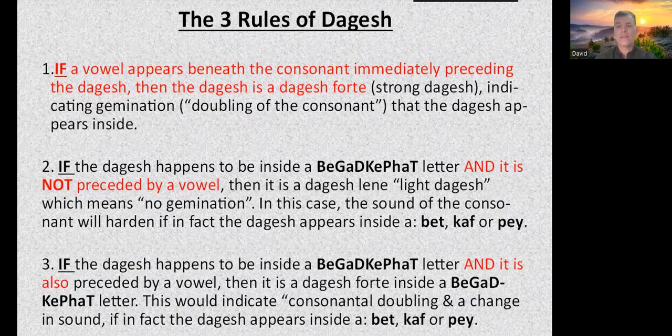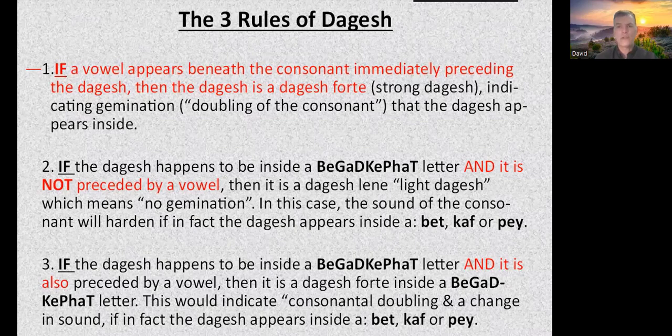What does it mean to harden? The vet, V as in van, becomes a bet when it is populated with a weak Dagesh. The chaf becomes kaf, and the fe becomes pei. And for the rest of the Begad Kafat letters, there's no difference whether the Dagesh occurs inside those letters or not. There is no difference in how we pronounce those. Rule number 1 states, if a vowel appears beneath the consonant that immediately precedes the Dagesh, then the Dagesh is a Dagesh forte, Dagesh chazak, strong Dagesh, indicating gemination, and it doubles the consonant.